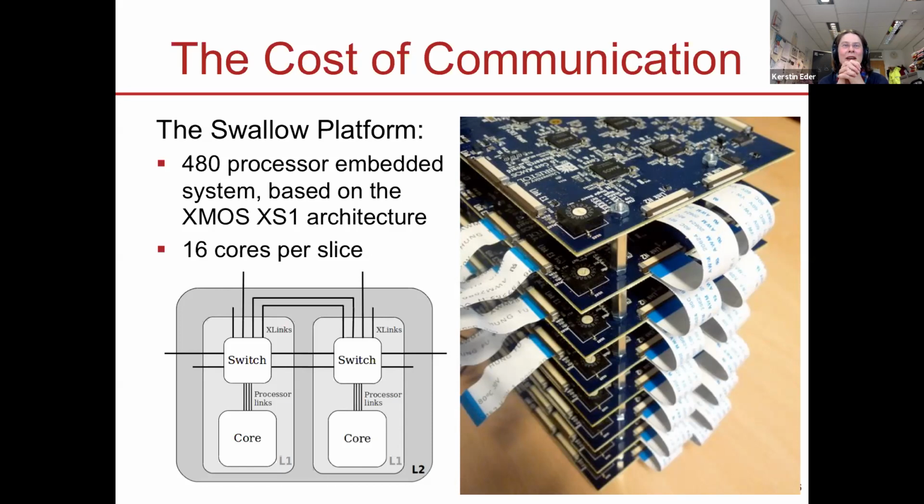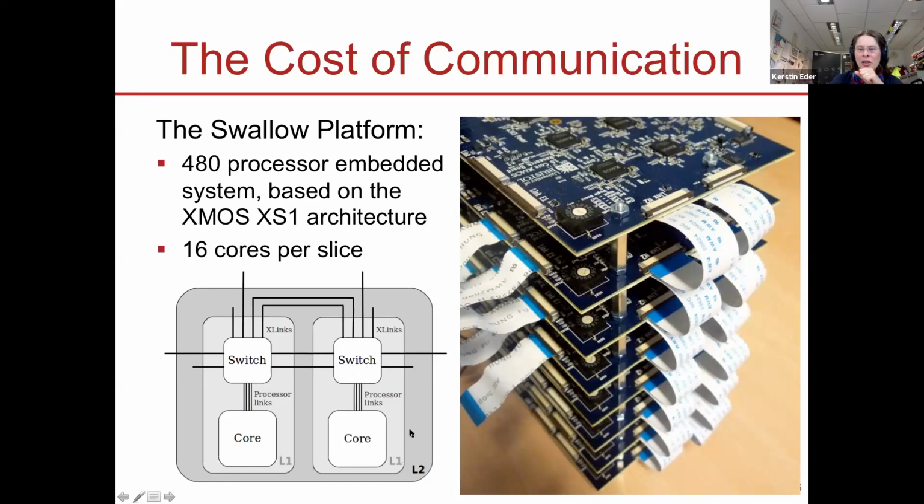In order to do this, a communication platform was developed, which is called the Swallow platform. It's got 480 processors embedded in a stack, and they're based on the XMOS XS1 architecture. You see here the L1. The L1 is the core that we used for our first energy model. And the L2 simply contains two L1 cores, connected with a fast switch so that they can communicate with each other. And then there are extra links, X links, that go to the next L2 device.